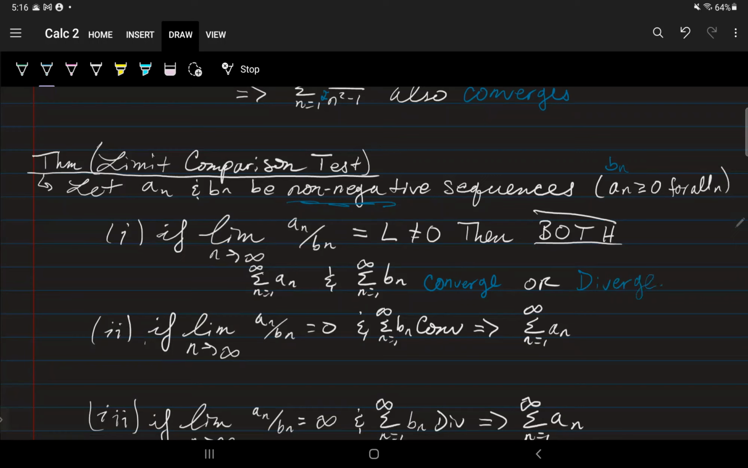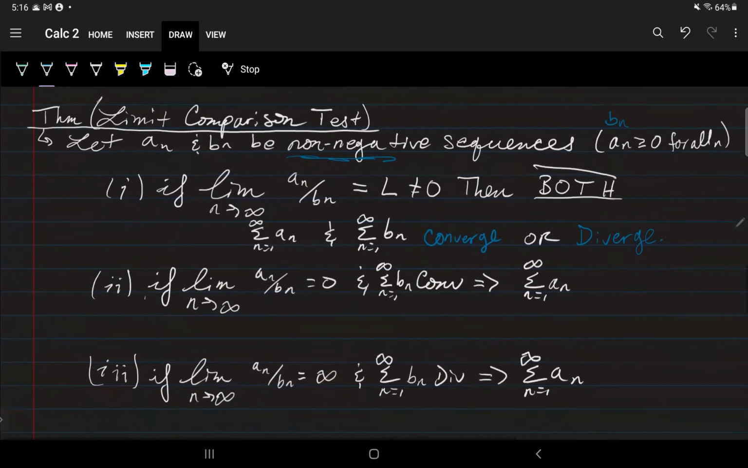okay? So this is essentially saying that it's really important for us to pick our sequence b_n so that we know that it converges or diverges. Because if we don't know whether or not b_n converges or diverges, then we can't conclude anything about a_n, okay?